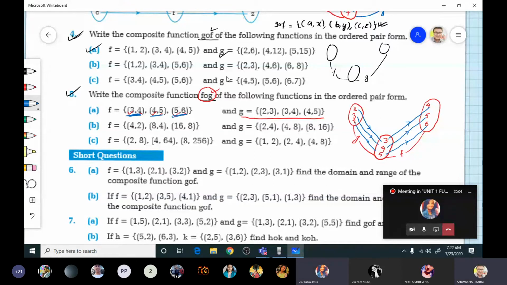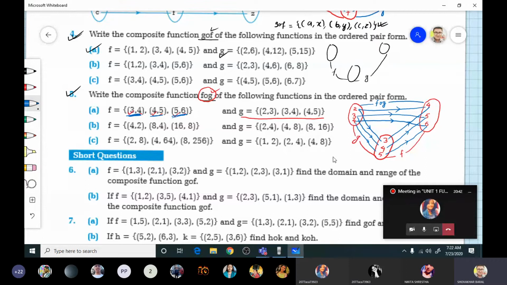Okay, see here, now we are supposed to find the f composite g. So 2 will be mapped with 4. See here, 2 is at first mapped with 3, and then 3 is mapped with 4. So our final mapping will be 2 is mapped with 4. And then 3 will be mapped with 5, and then 4 mapped with 6. And the final function is f composite g.